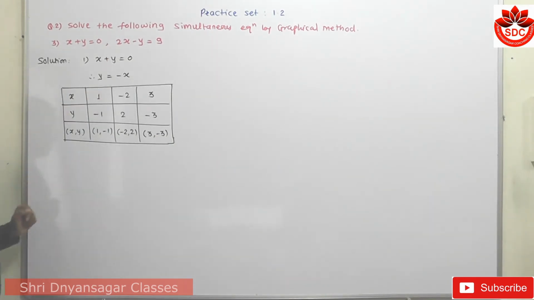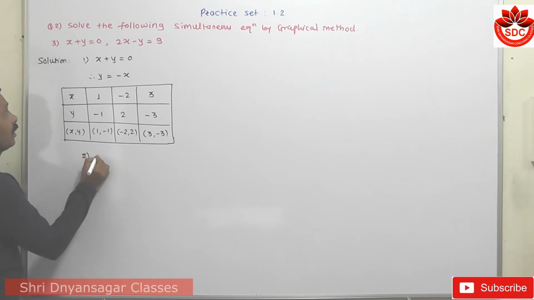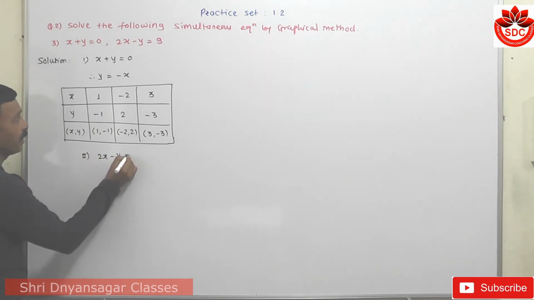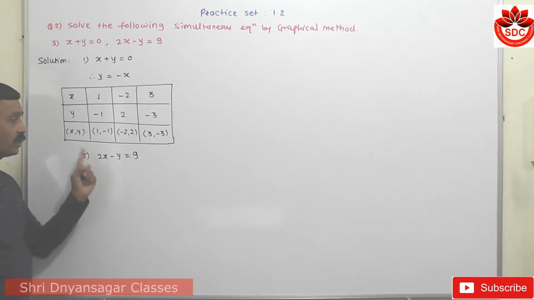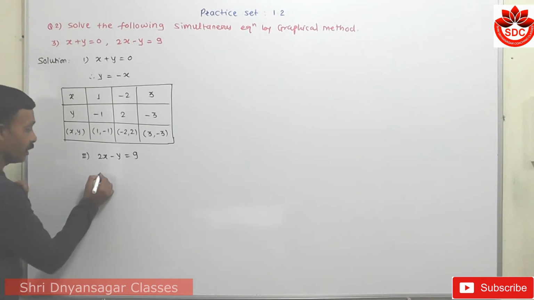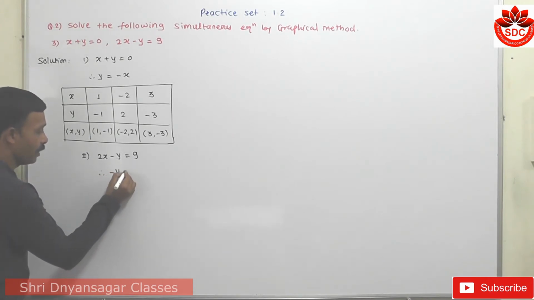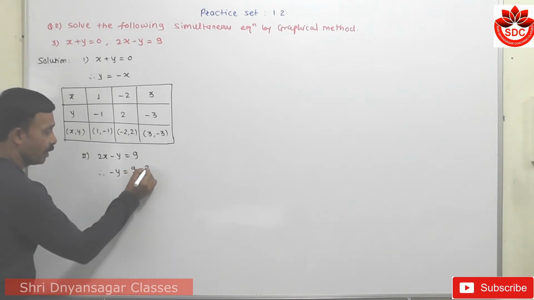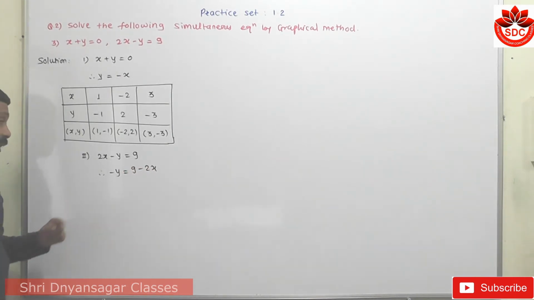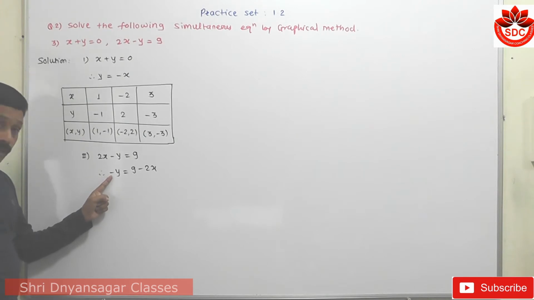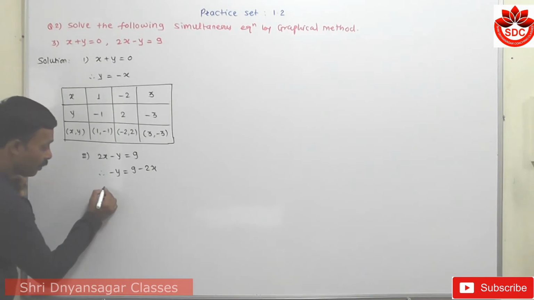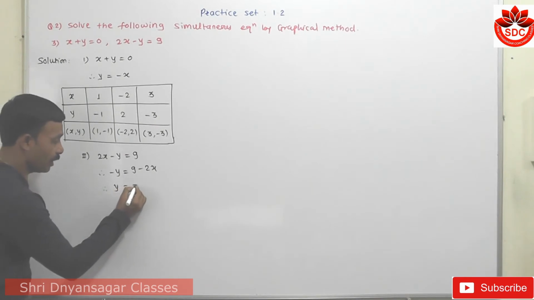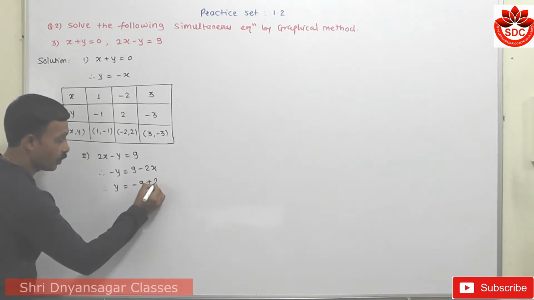Then we take the second equation, 2x minus y is equal to 9. Now you have to move this 2x to the other side. Therefore minus y is equal to 9 minus 2x. Then, student, I also change the sign of this minus y to plus, and then the signs of the remaining terms also change. So here it is minus 9 and plus 2x.